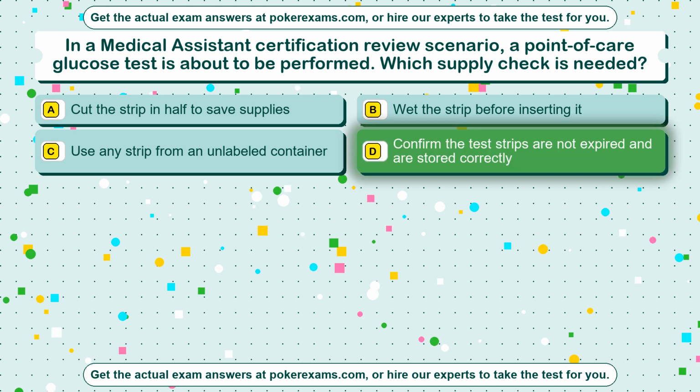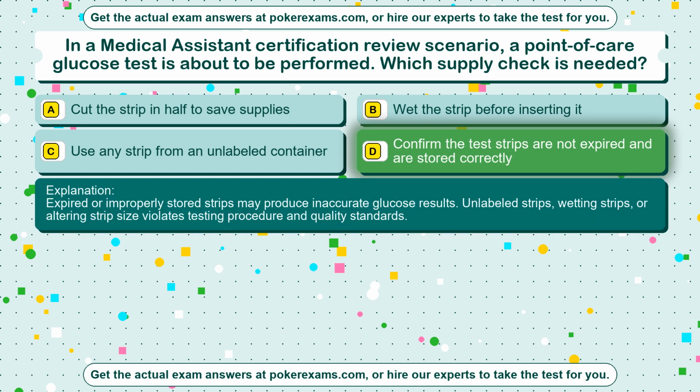The correct answer is option D. Confirm the test strips are not expired and are stored correctly. Expired or improperly stored strips may produce inaccurate glucose results. Unlabeled strips, wetting strips, or altering strip size violates testing procedure and quality standards.